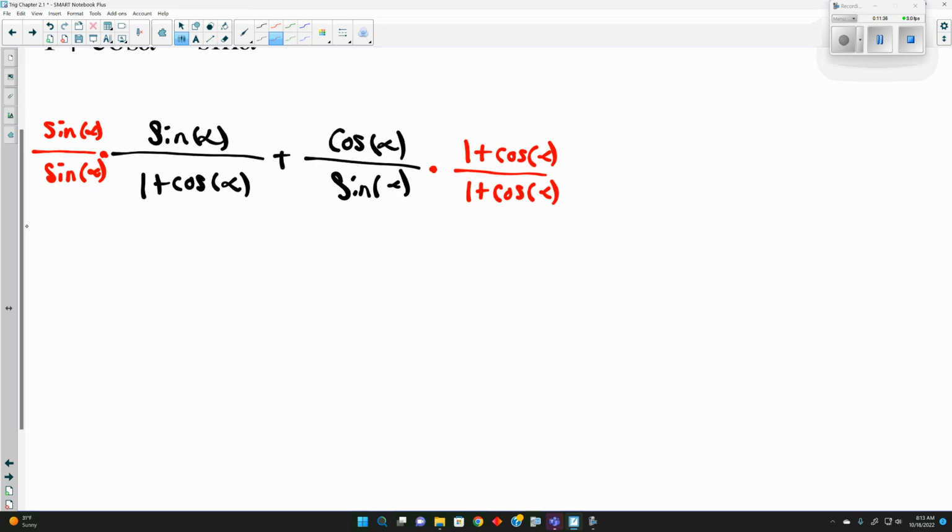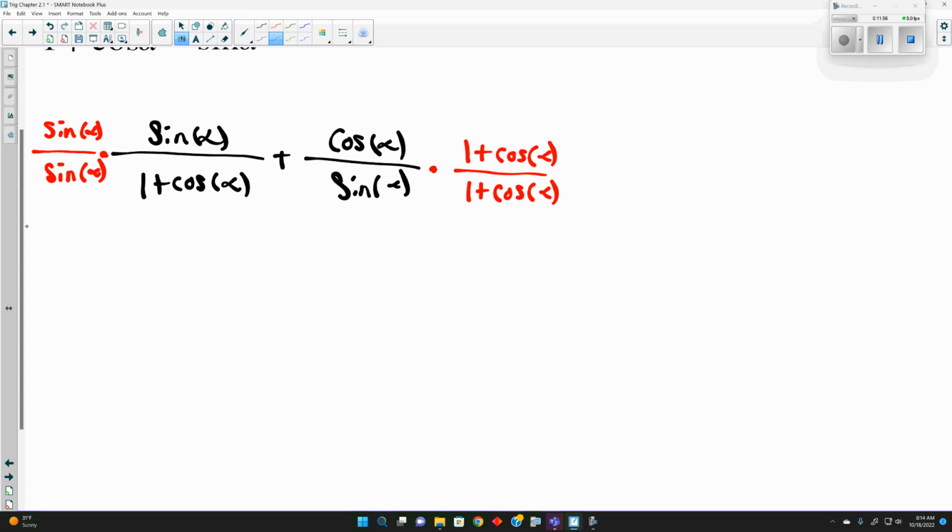And doing this will get us to have the denominators be the same, because we'll have sine of alpha times 1 plus cosine of alpha. Now looking at this here, the denominator specifically, will we have any term where we have sine or cosine to a power?